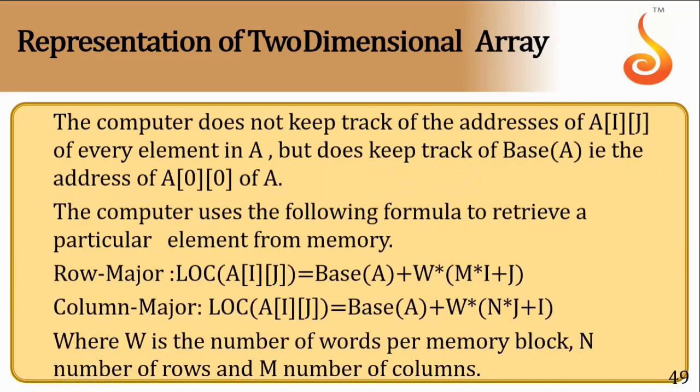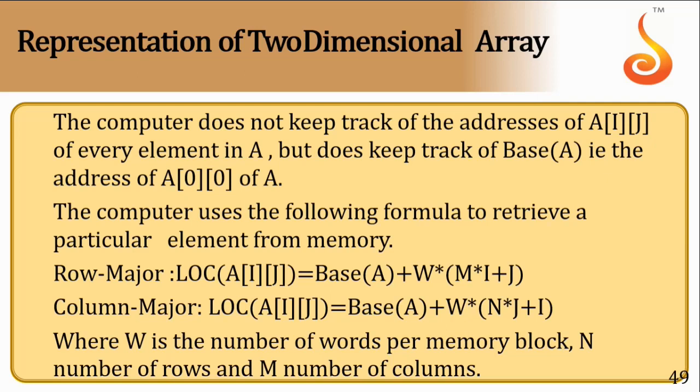Now this is very important. It's a 2-marker or a 3-marker question. The computer does not keep track of the addresses of A[i][j] of every element in an array. Suppose I have a 3 cross 3 matrix. It is not like A of 2, 3, that is, second row, third element. Sorry, it's 3 cross 3, so you won't get 2, 3. You will get 2, 1.